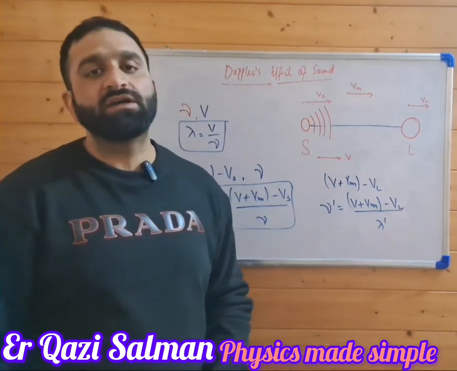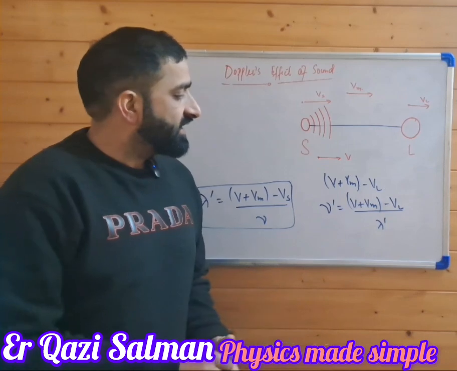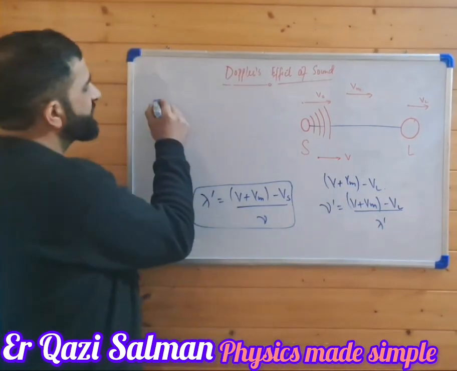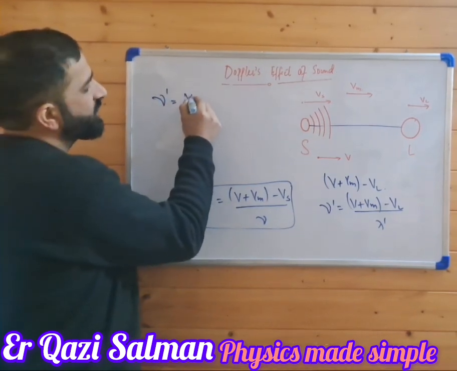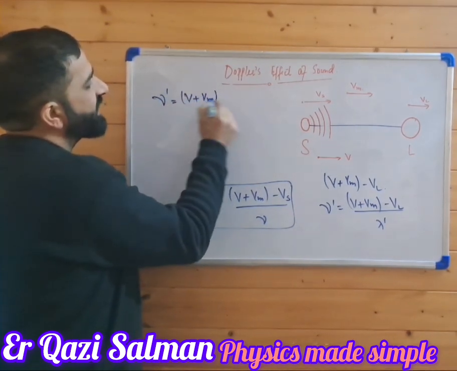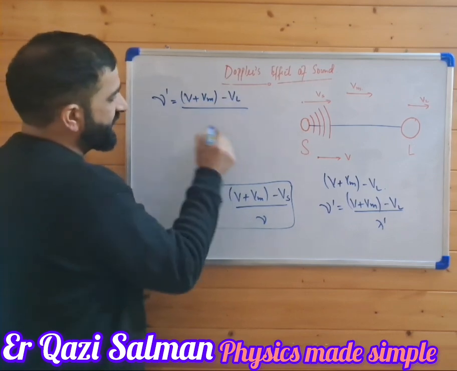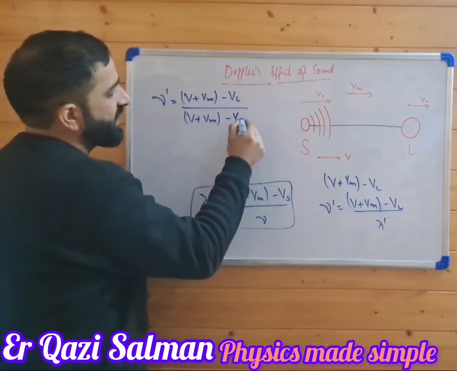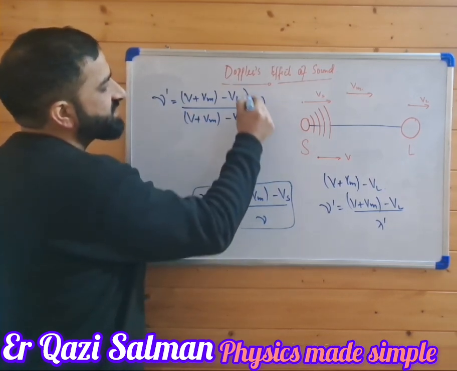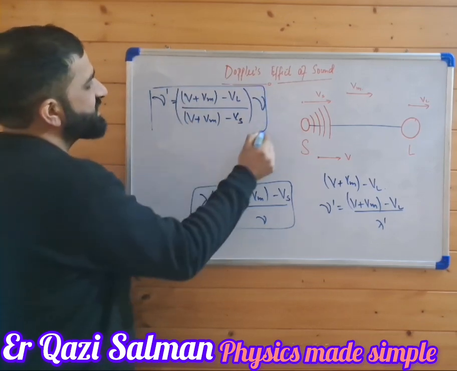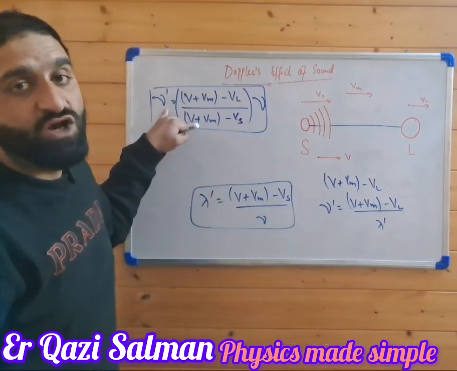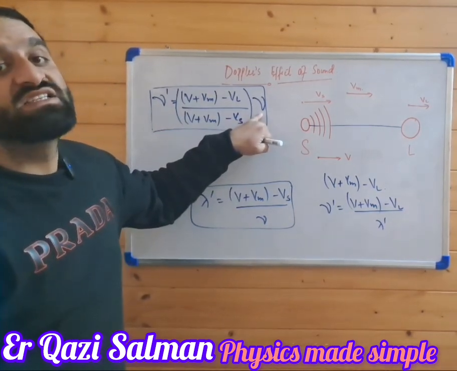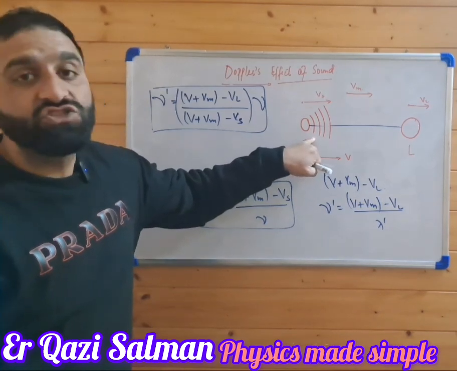To know the apparent frequency, we will substitute the value of lambda dash in this equation. That means nu dash is equal to v plus vm minus vl divided by v plus vm minus vs divided by nu, that nu comes here. So this is the equation for the apparent frequency of the sound heard by the listener. This nu is the frequency of the sound that is produced by the source.